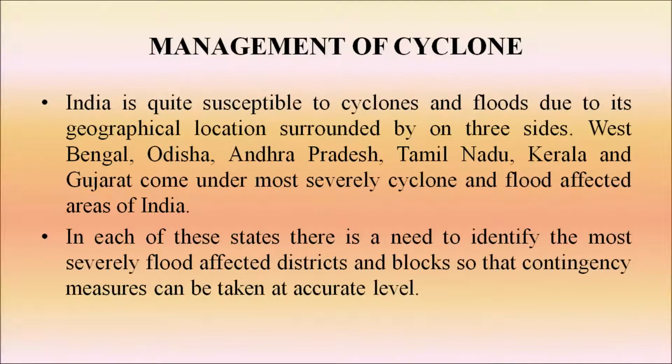Now come to the management of the cyclone. India is quite susceptible to cyclones and floods due to its geographical location, surrounded by sea on three sides. West Bengal, Odisha, Andhra Pradesh, Tamil Nadu, Kerala and Gujarat come under the most severely cyclone and flood affected areas of India. In each of these states, there is a need to identify the most severely flood affected districts and blocks so that contingency measures can be taken to an accurate level.